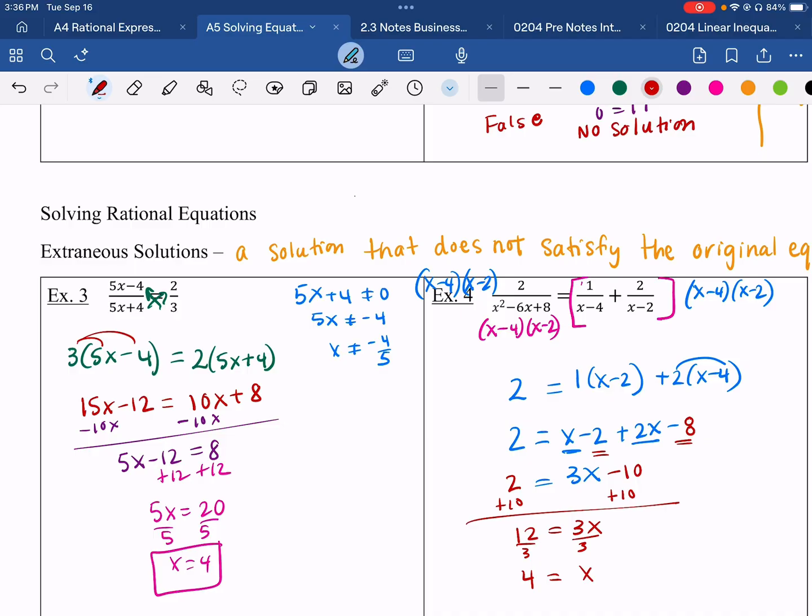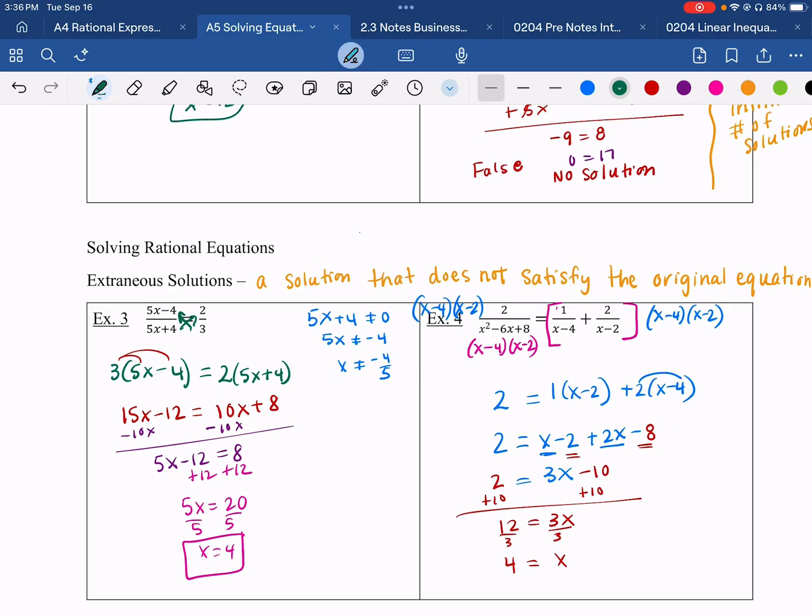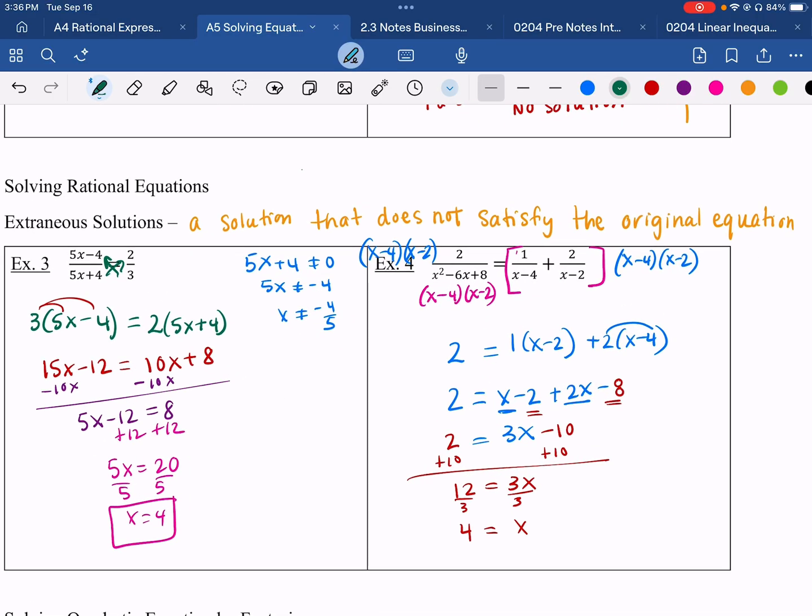So now let's look at our restrictions, because I didn't do those at the beginning. Set your denominators. They can't equal 0. So over here, x minus 4 can't be 0, and x minus 2 can't be 0. That means x cannot equal 4 or 2. Wah, wah. We got a 4.